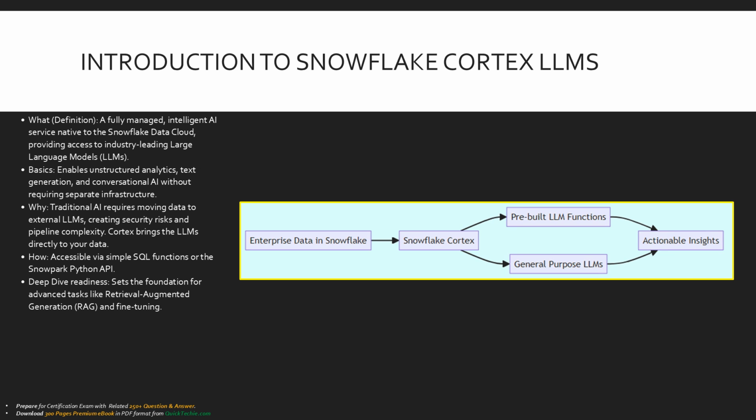There is no infrastructure to provision, no complex API keys to manage across different teams, and most importantly, no data movement. This is the foundation of secure, scalable enterprise AI, allowing you to seamlessly integrate advanced machine learning capabilities into your existing data pipelines. Take a look at the flowchart on your screen.